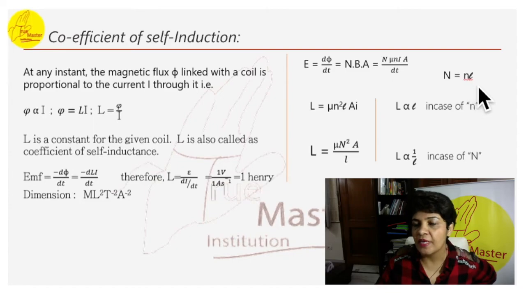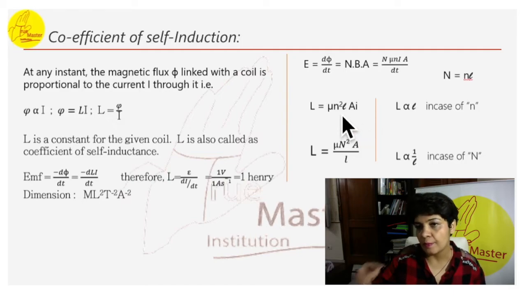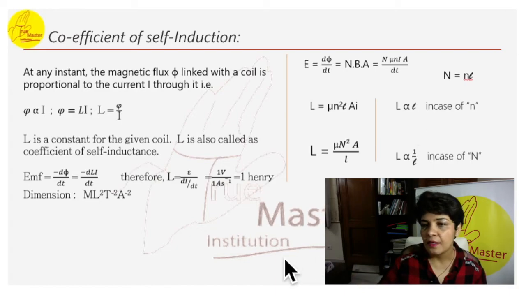So if we want, we can replace in this formula N with a small n. We can write the number of turns, the small n, multiplied with the total length. This will become mu n square A L i. So if we are considering the number of coils per unit length, then L, the self-inductance, is proportional to the length. And in case we are taking the N as a capital N, then we can say the inductance is inversely proportional to the length.